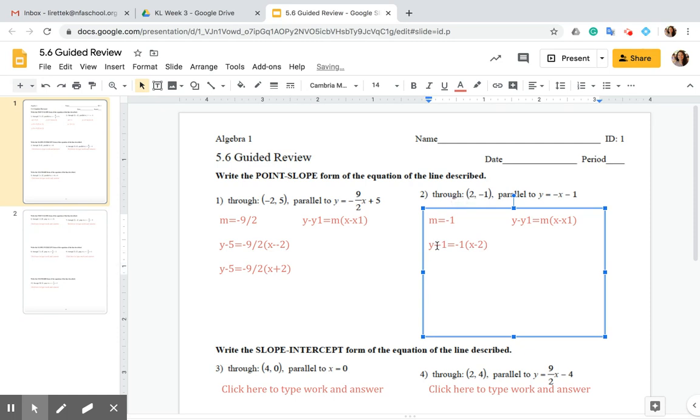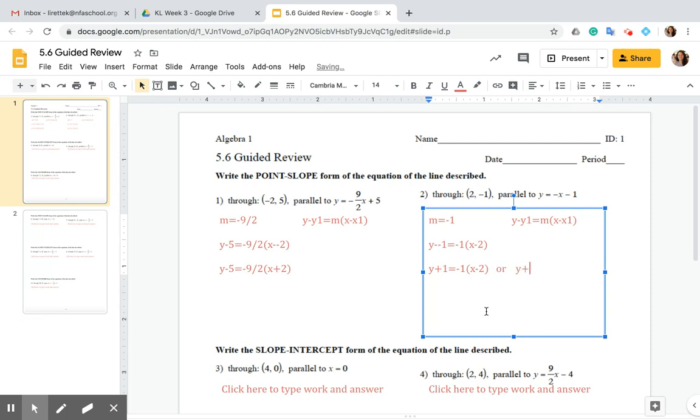Last but not least, I've got a couple double negatives I can simplify to a plus sign. Y plus 1 equals -1, x minus 2. And again, you could have just written negative and then your parentheses if you wanted to, but you definitely need the parentheses in this case because there's a negative sign. So I guess I'll put that off to the side.